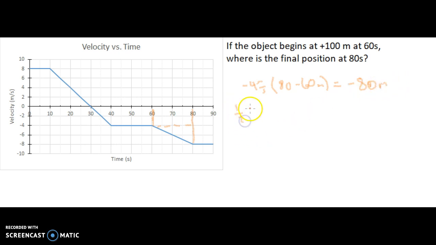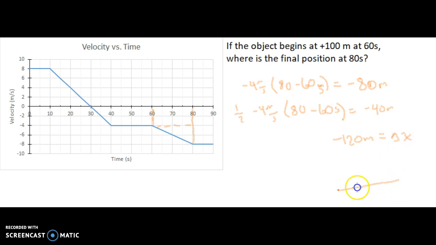Plus, we have, again, a height of this triangle of -4 meters per second, and during the same time interval, 80 seconds minus 60 seconds. This will give us a displacement of -40 for a net displacement of -120 meters. That would be my total change in displacement.